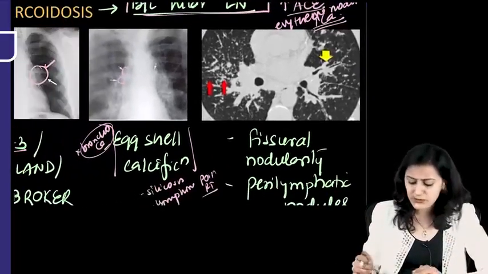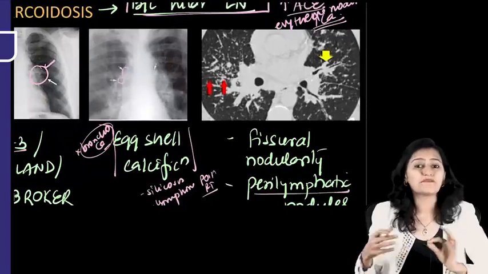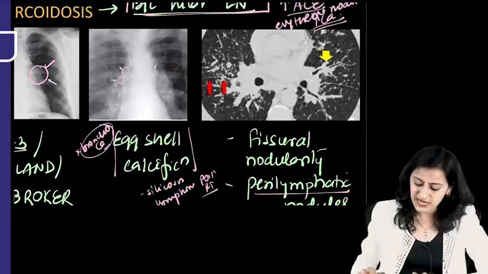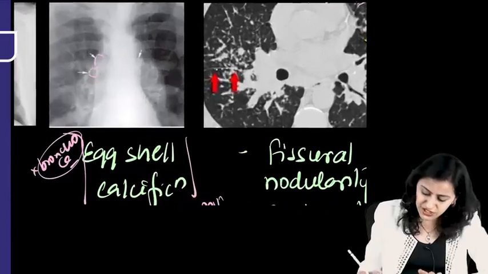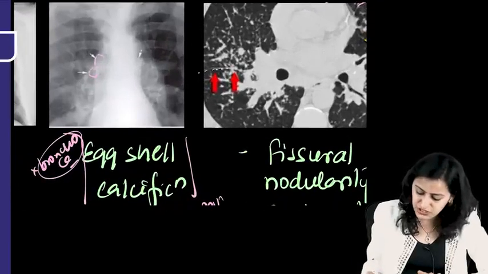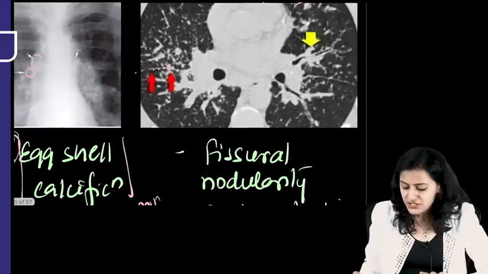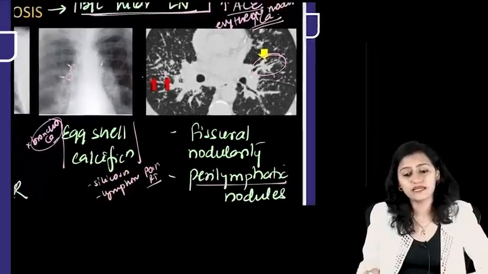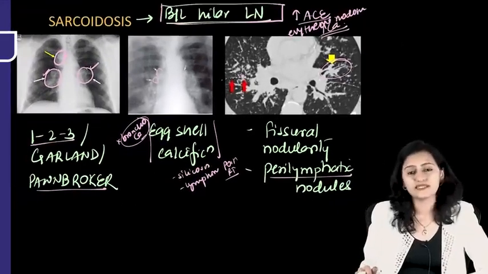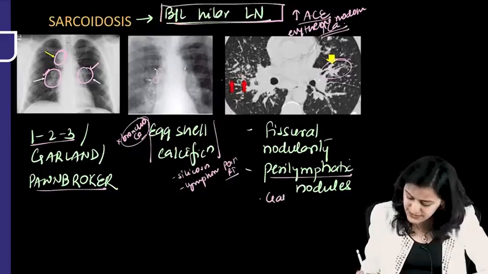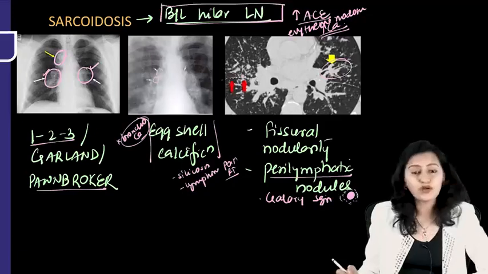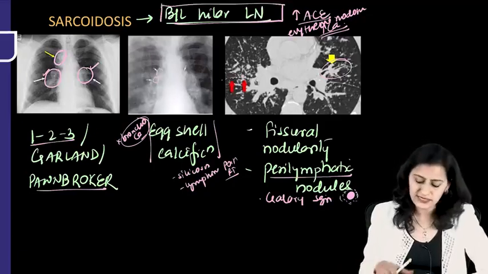And on HRCT, what you see is that the nodules are perilymphatic nodules in sarcoidosis. So along the fissure which has the lymphatics, you would see the fissural nodularity. So look at this fissure which is having the nodularity. Fissural nodularity, bronchovascular nodularity is what we would see in sarcoidosis in HRCT. Another sign that we can see is the galaxy sign, where you would see a large nodule surrounded by multiple small nodules like a galaxy. So that is the galaxy sign.